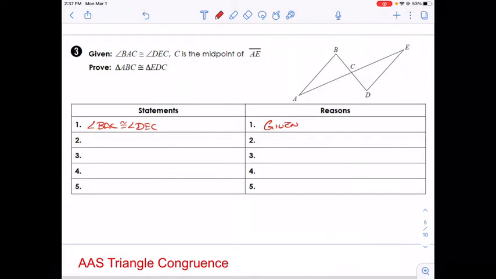BAC is referring to angle A. I'm not sure why they didn't say angle A here. And DEC is also going to be the other angle. You could call this angle E. So those two are given. That's an angle measure. So now we look at the next one.